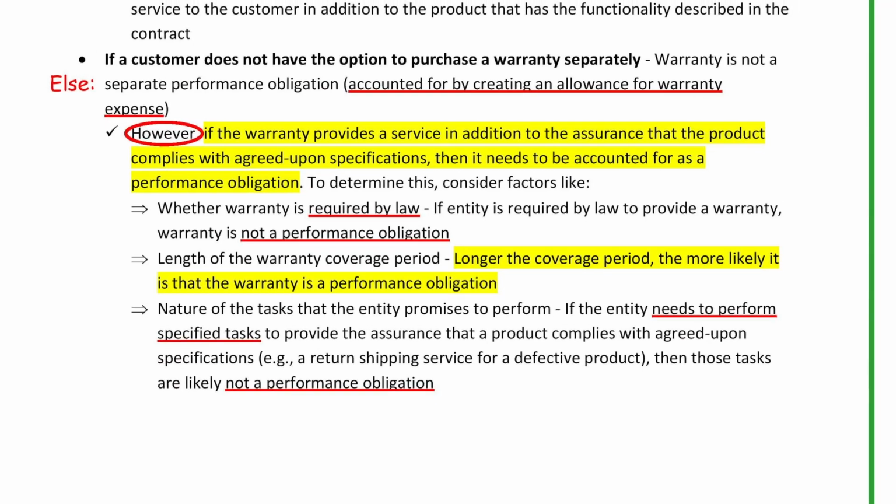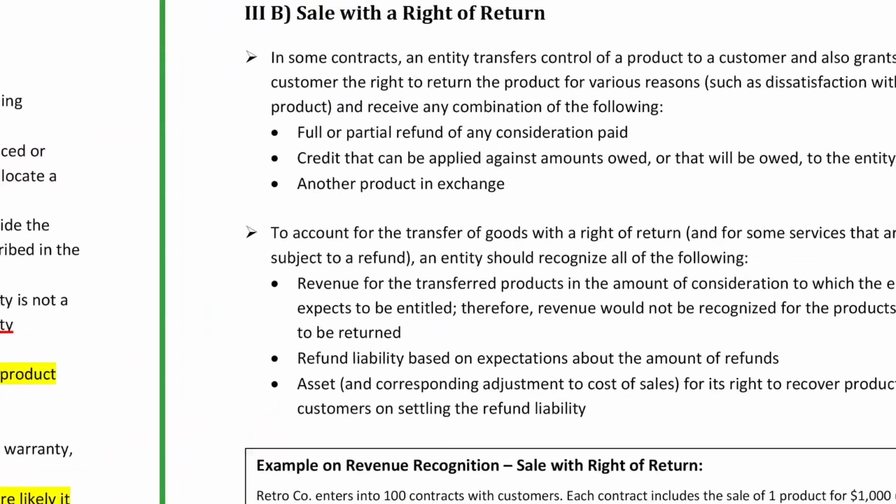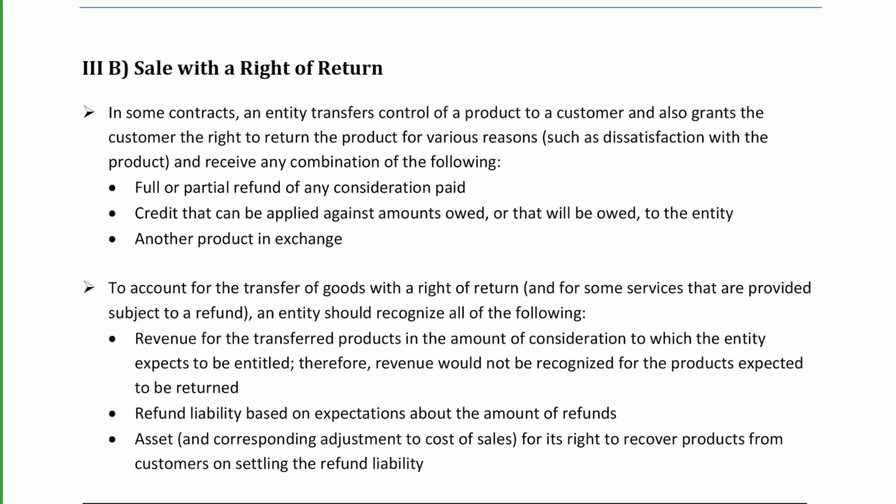Move to page 65. If we're talking about sale where the customer has, put a box around right of return. Now, to account for, highlight revenue for the transferred products. Note, underline revenue would not be recognized for the products expected to be returned.